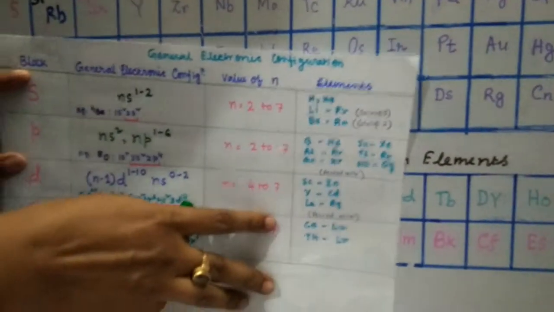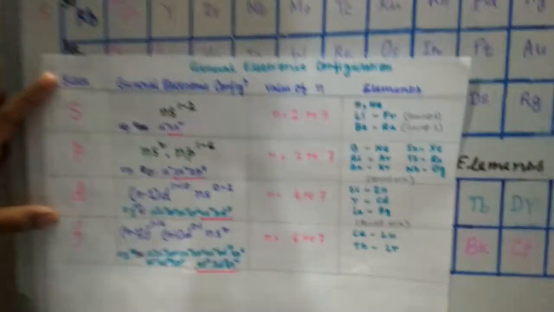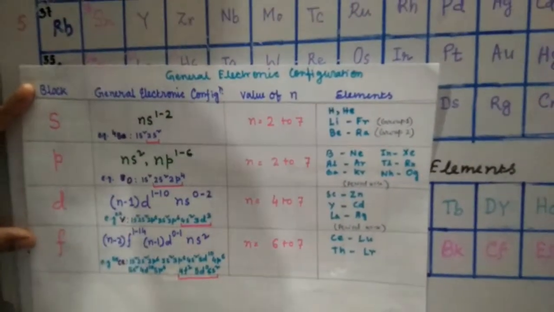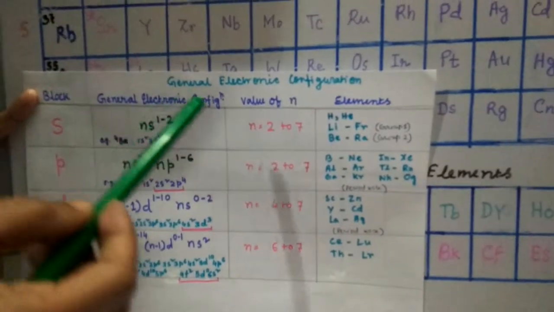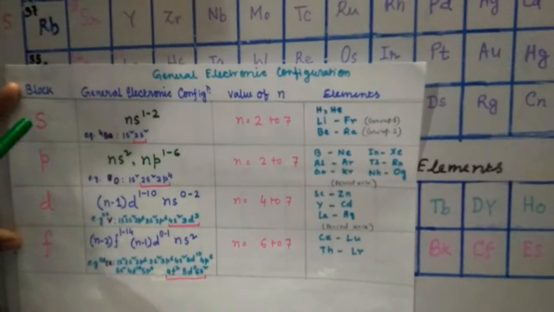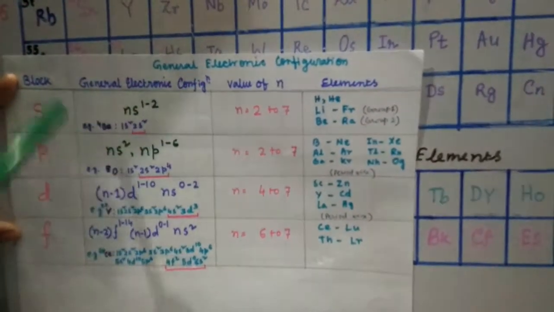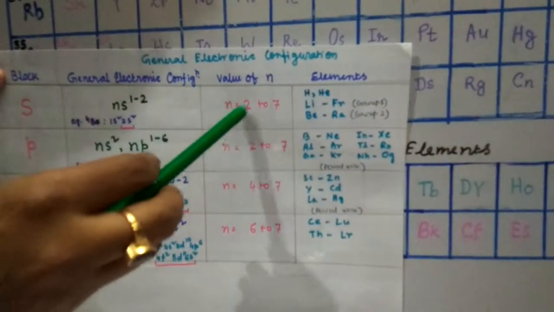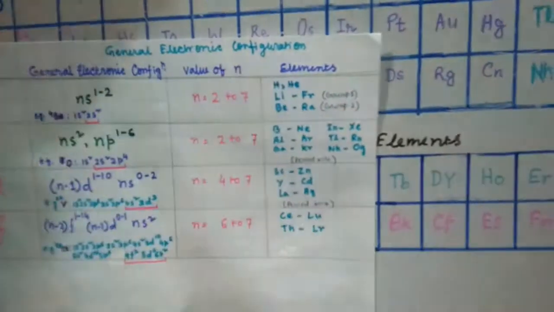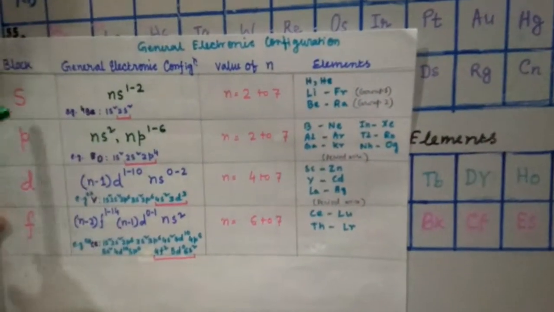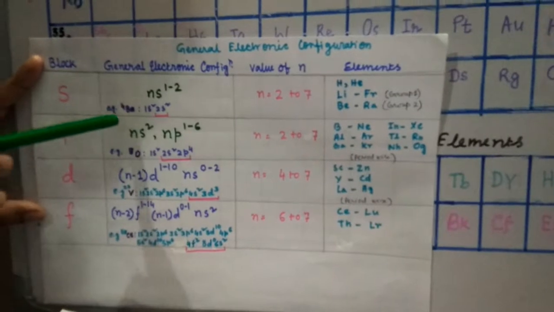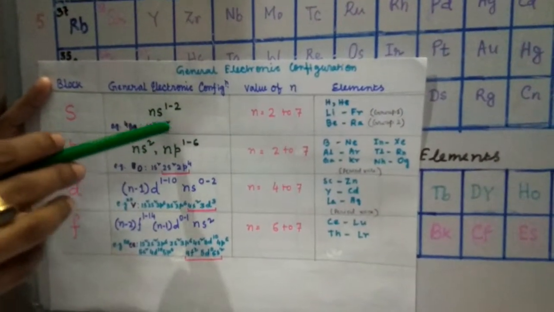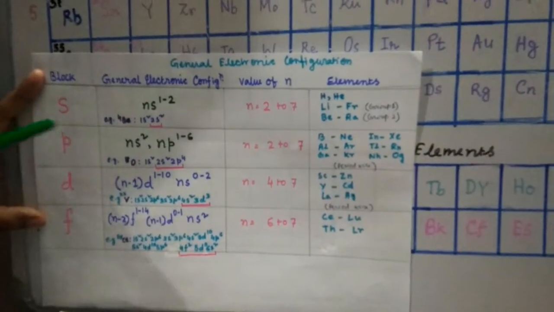So finally I want to tell you the general electronic configuration of the s, p, d and f block elements. Now we have learned it. In s block elements the general electronic configuration is ns1 to 2, where n is equal to 2 to 7, and these are the elements present here. For example, beryllium has the electronic configuration 1s2 2s2, and this element belongs to the s block.